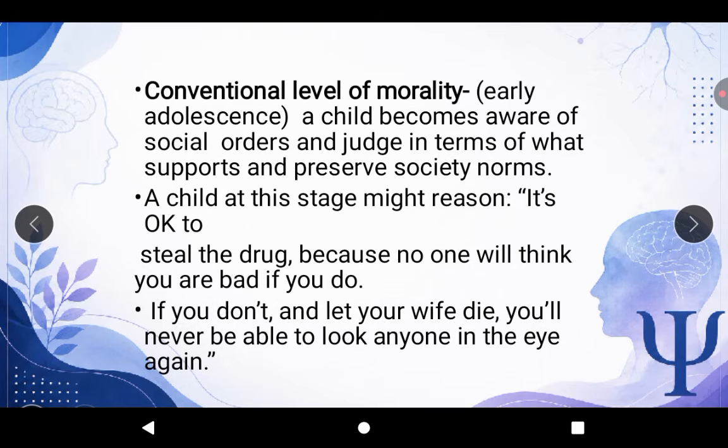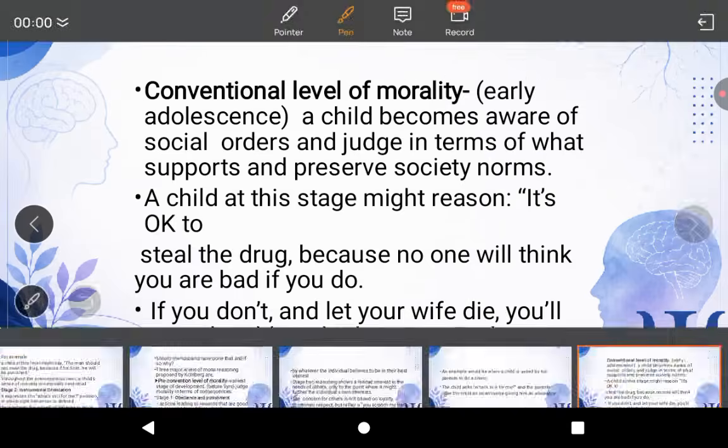So a child at this stage is able to reason. So is it okay to steal the drug? As in the previous example I gave, is it okay to steal the drug because no one will think you are bad if you do it? Or if you don't, you let the wife die, you'll never be able to look anyone in the eye again. So the conventional stage is where this child is able to understand and reason clearly by considering both the pros and cons of a certain situation.